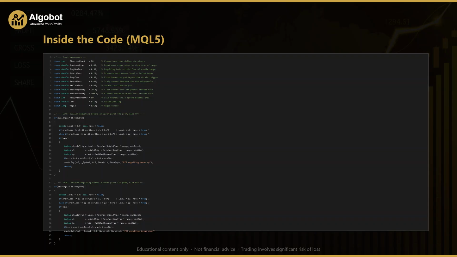Basket TP money and basket SL money are the account currency levels that close the whole basket, and you can also see the spread filter, the lot size, and the magic number. Below the inputs are the two signal blocks.